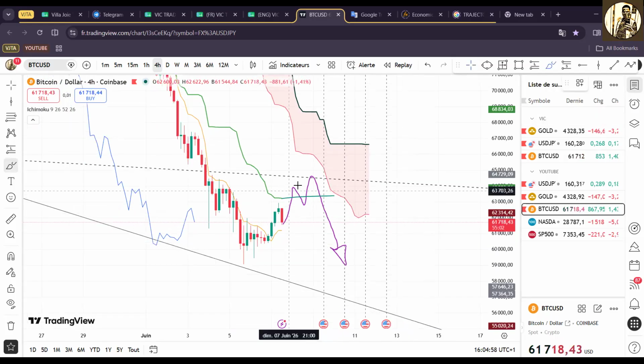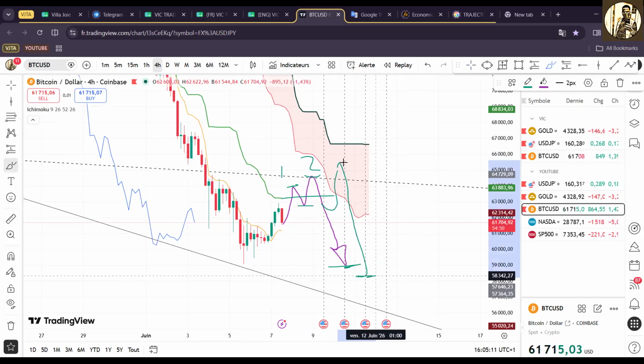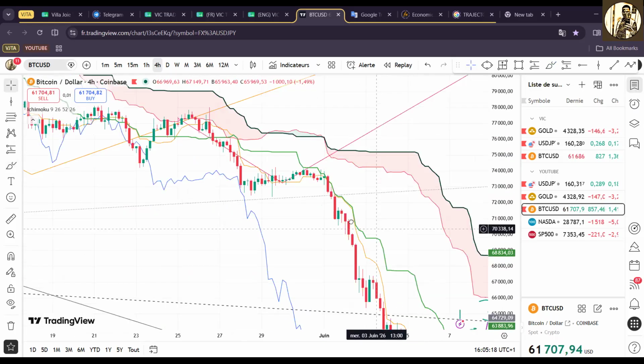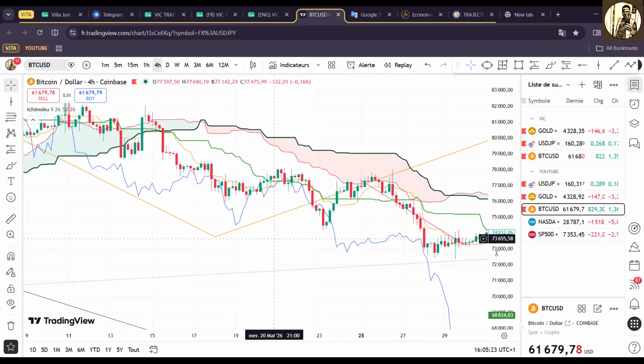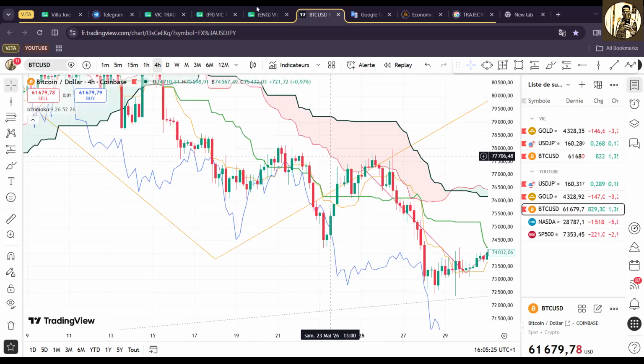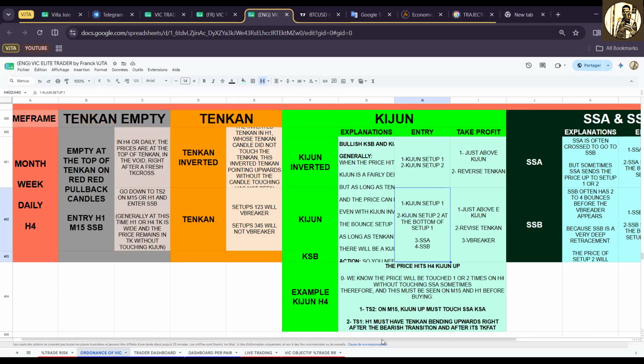Like we will have the first Kijun touch at this level, then the first take profit you just place below, then the second Kijun touch here, and then you can take profit here. Or you can even extend till SSA touch before we have a V breaker. That's how you can actually think now, because it happens on every pair. That's how the lines work. That's what we need to remember.